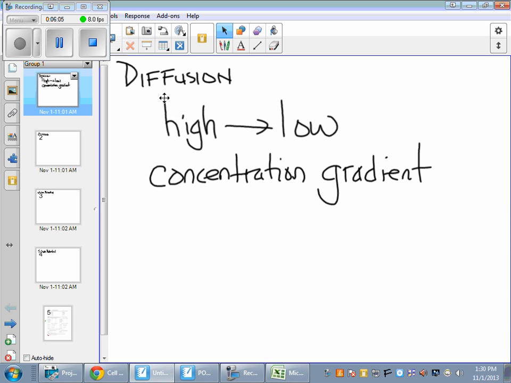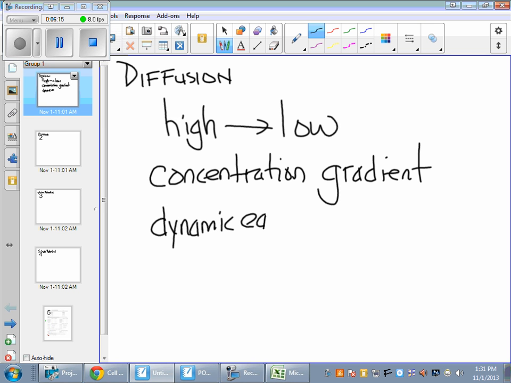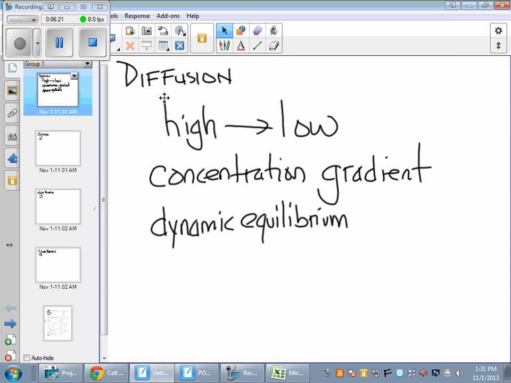And this will continue until what happens? You reach what's called dynamic equilibrium. What is dynamic equilibrium? What's true at equilibrium? Gradients are not necessarily equal. The gradient's balanced. What comes in is equal to what goes out, or vice versa.